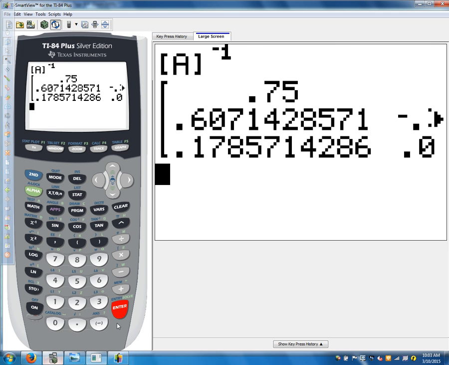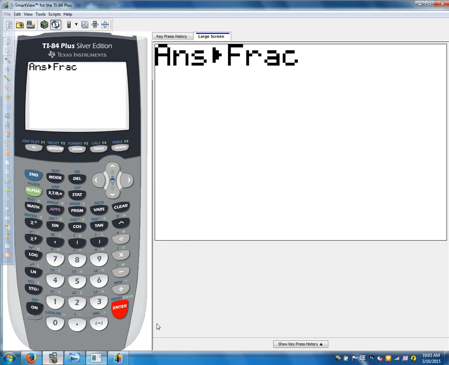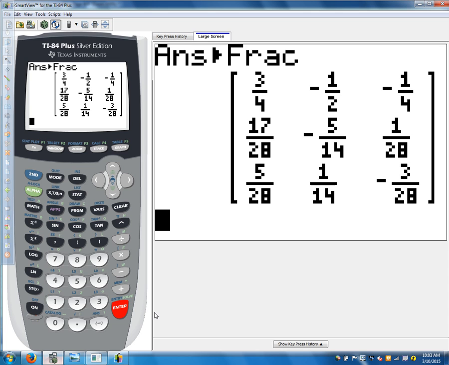And there's the inverse of matrix A, and I can convert this all to fractions. So I go to math, convert it to fractions. And there's the inverse of matrix A. I would hate to have to find that one by hand. That would be not fun. So that's to find an inverse. We just use the x to the minus 1 button with our matrix.